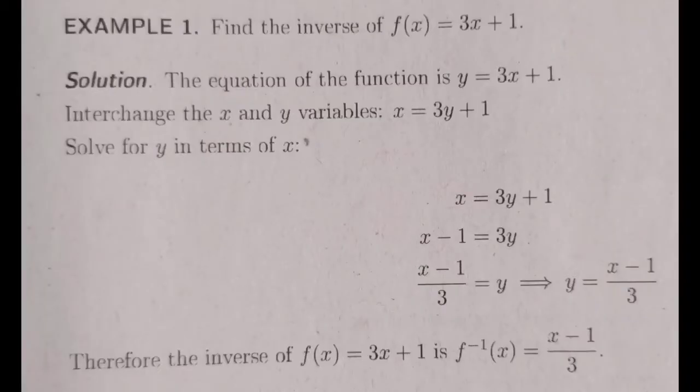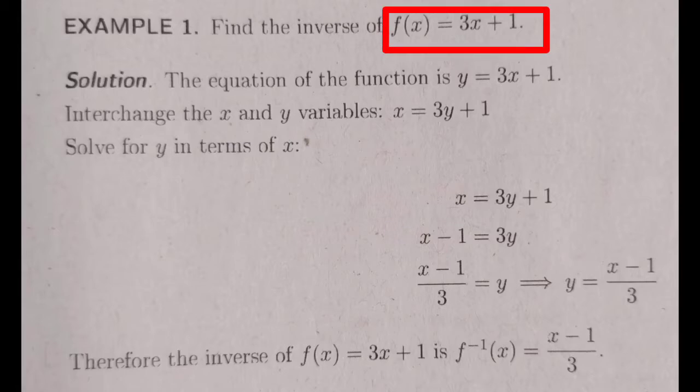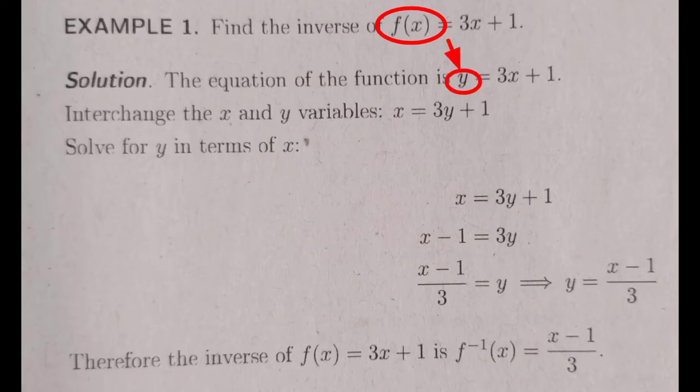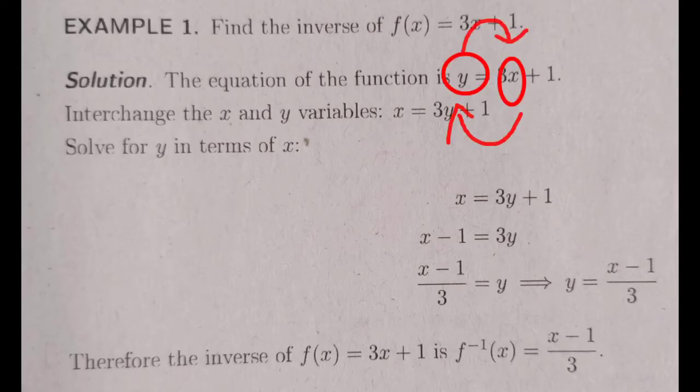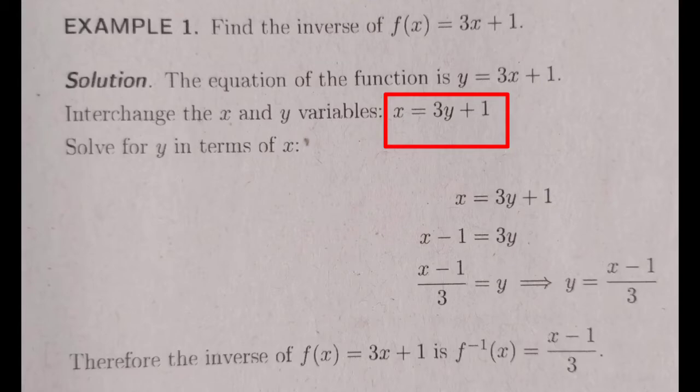Example number 1. Find the inverse of f of x is equal to 3x plus 1. Let's take the solution. The equation of the function is y is equal to 3x plus 1. The first step is again for us to write f of x into y. So instead of putting f of x, you will have y is equal to 3x plus 1. Second step is to interchange the x and y variables. So you have x is equal to 3y plus 1.